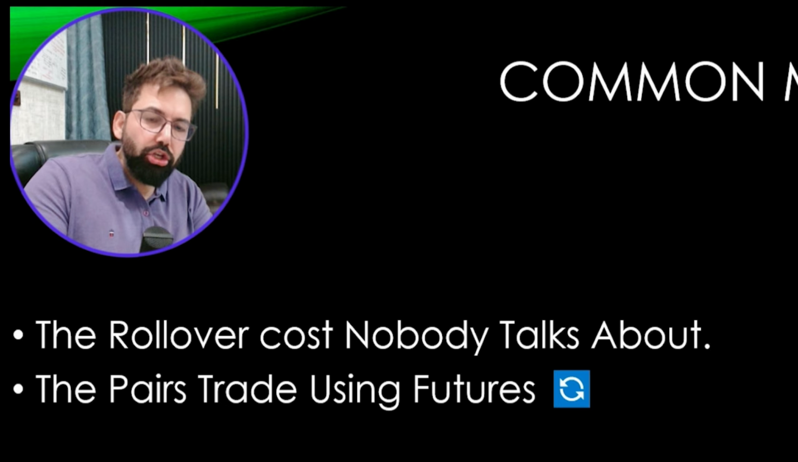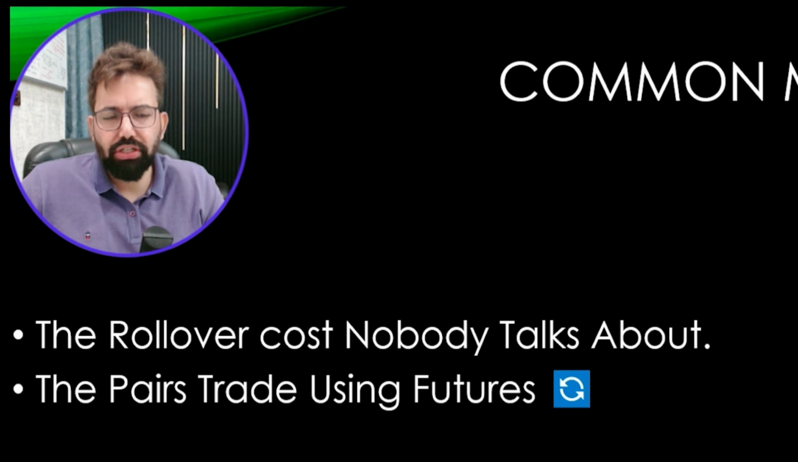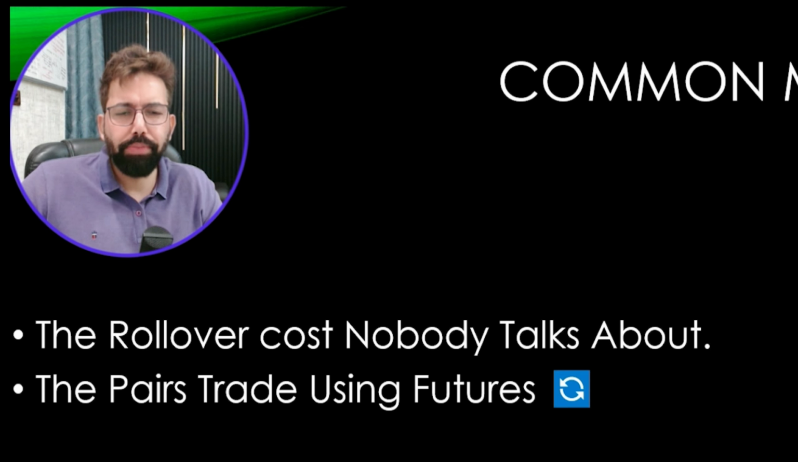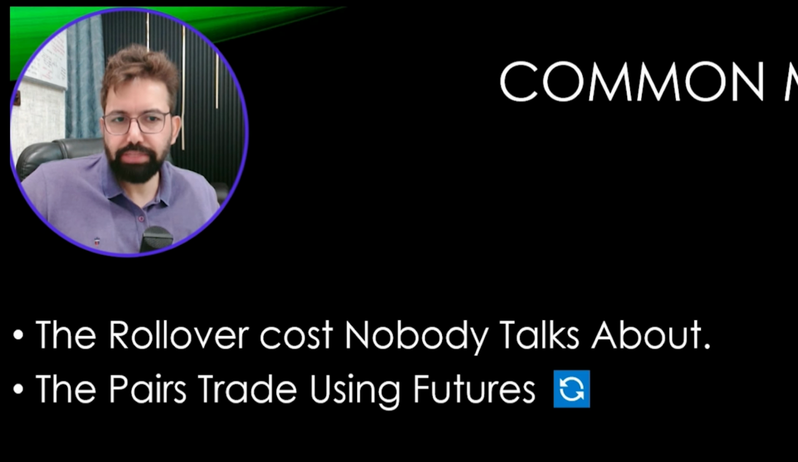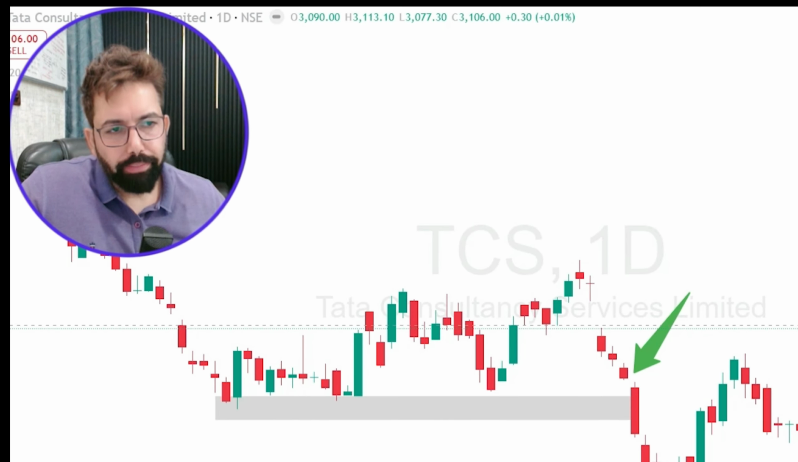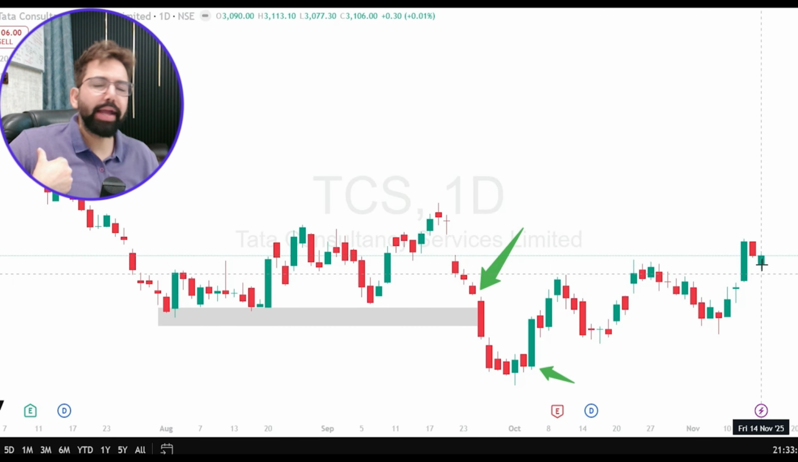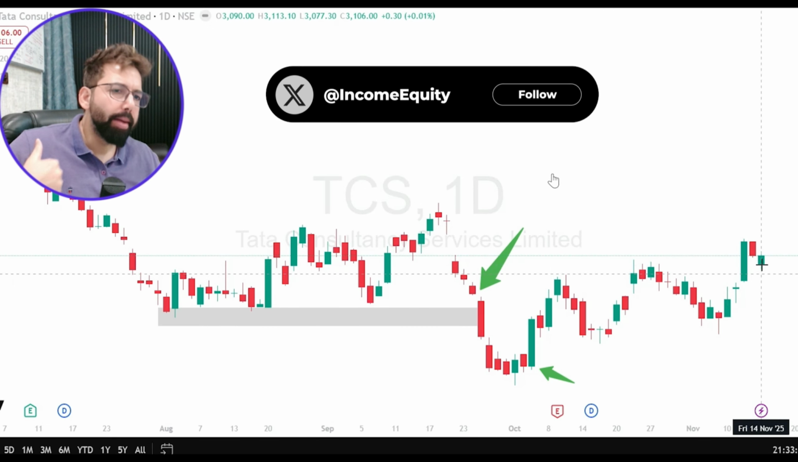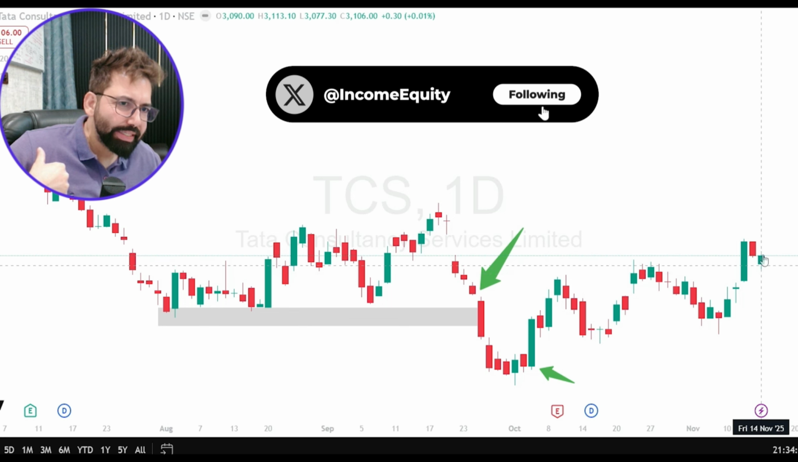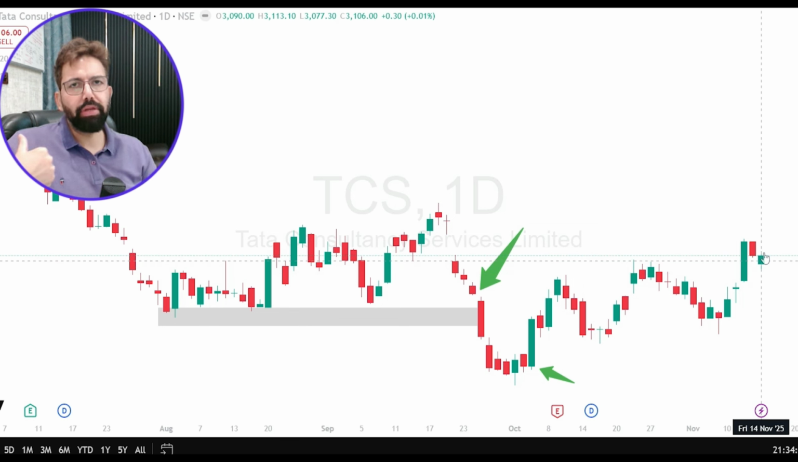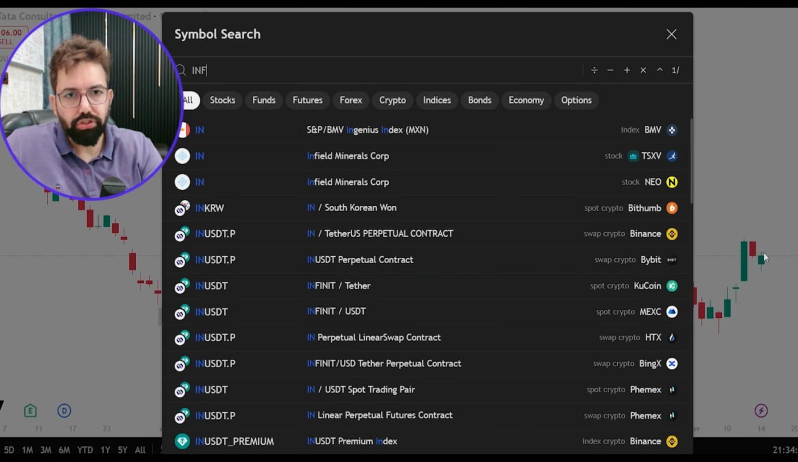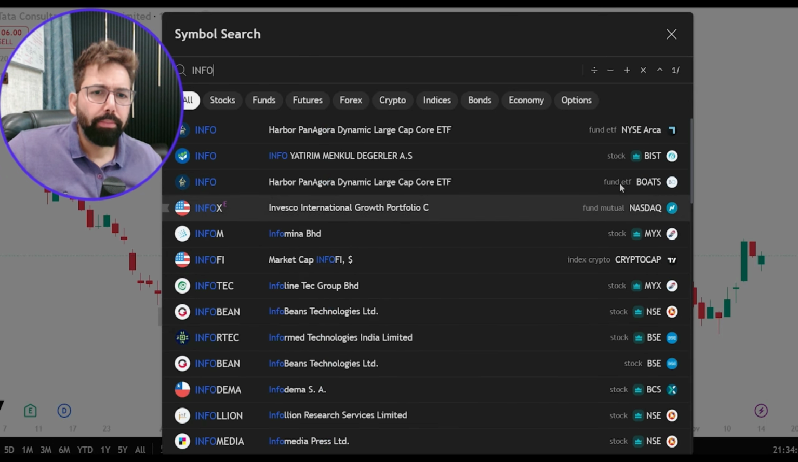Also, pair trading using futures. This is very interesting. Probably one of the reasons why people use futures. I want to show you this a little deeper. Now, for example, here we have TCS, and suppose somebody plans to take a trade, not a recommendation, but suppose somebody plans to long TCS, and at the same time, maybe a stock like Infosys, just to show you an example, they think Infosys is going to go down.